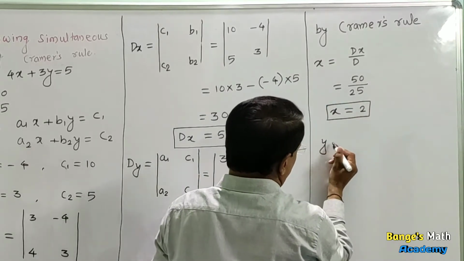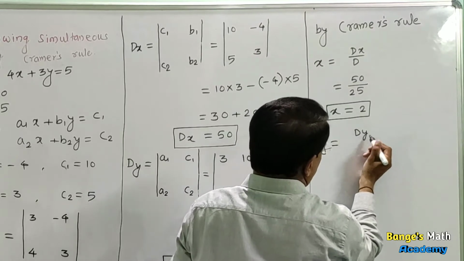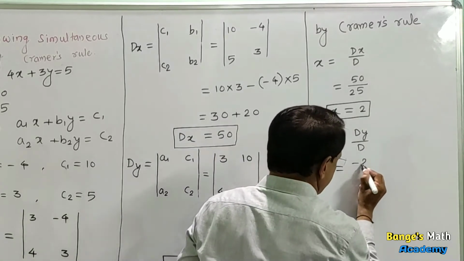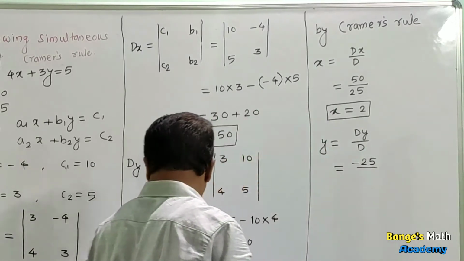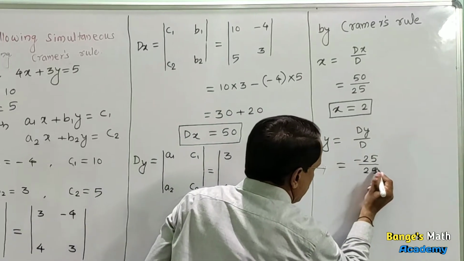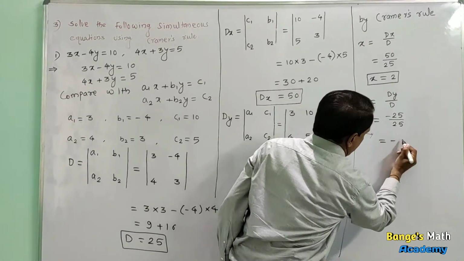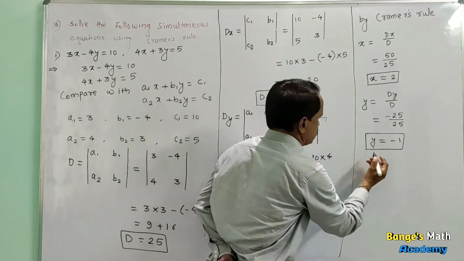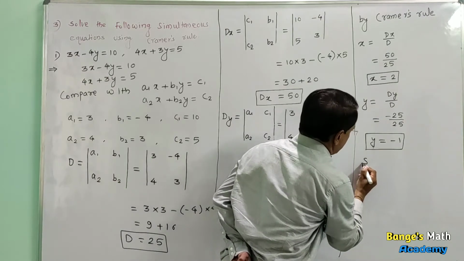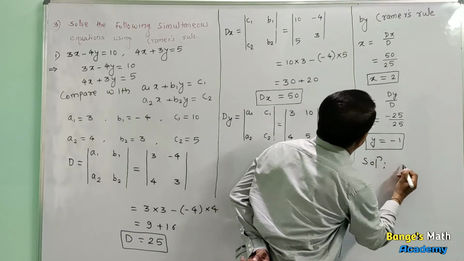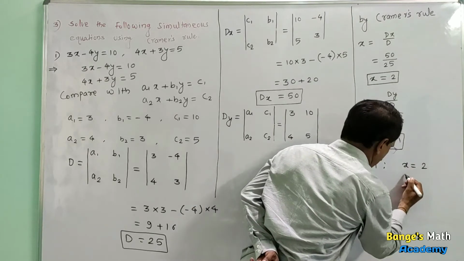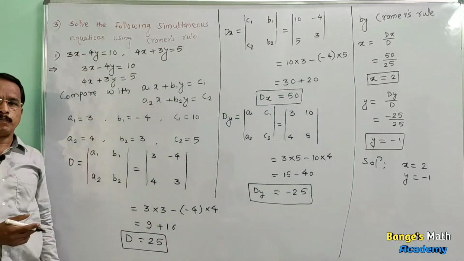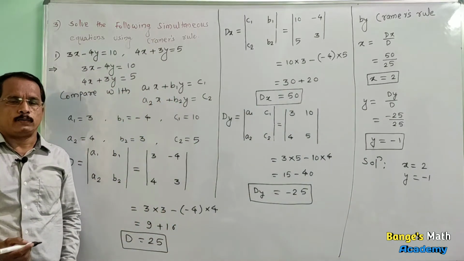Then find the value of y. Y is equal to dy upon d is equal to the value of dy minus 25 and the value of d 25. By cancellation we get the value of y is minus 1. So we find the solutions of this simultaneous equation. Then write down the solution. X is equal to 2 and y is equal to minus 1. Write down the given example or take a screenshot.